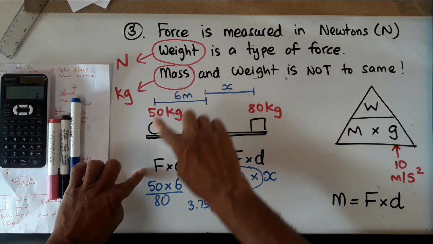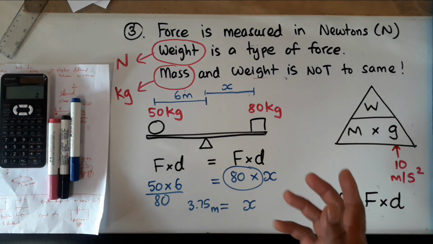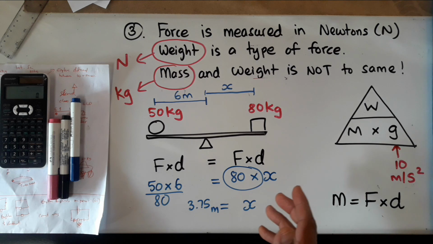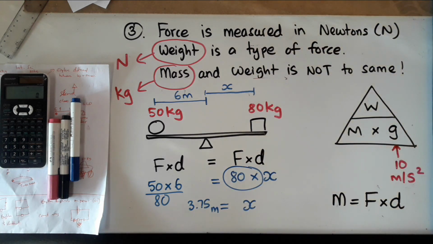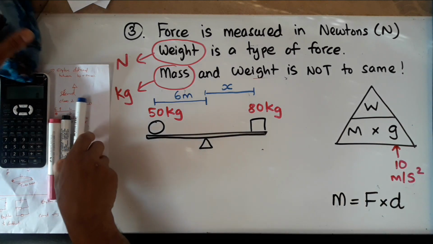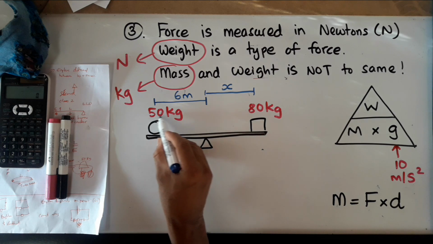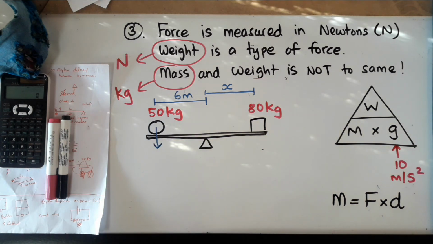So you are assuming that mass is a type of force, which is a really big error in science. Okay, so how do you go about this question to get the actual correct answer? Well, first of all, you need to convert this to weight. And remember, weight acts vertically downwards.